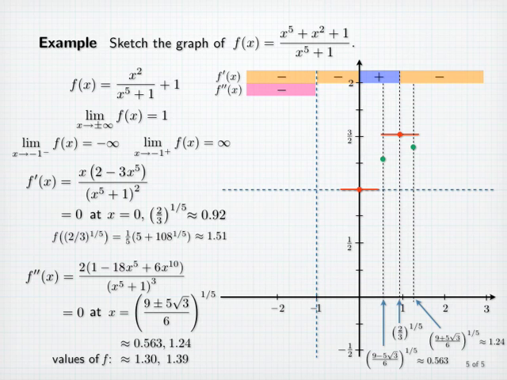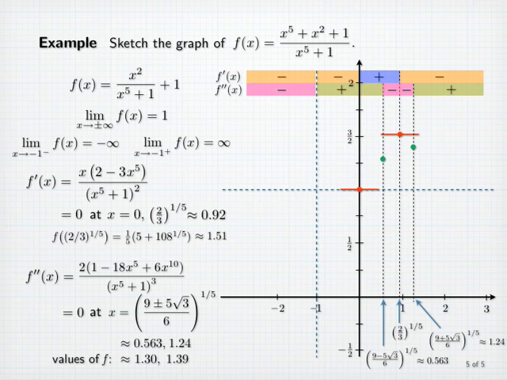Now if x is between -1 and the smaller of the two zeros of f double prime, the numerator of f double prime is positive and the denominator is also positive, and so f double prime is positive. Then, between the two zeros of f double prime, the numerator is negative while the denominator is positive, and so f double prime of x is negative. And then when x is greater than the larger of the two roots of f double prime, the numerator and denominator are both positive again, and so we have positive values for f double prime of x.